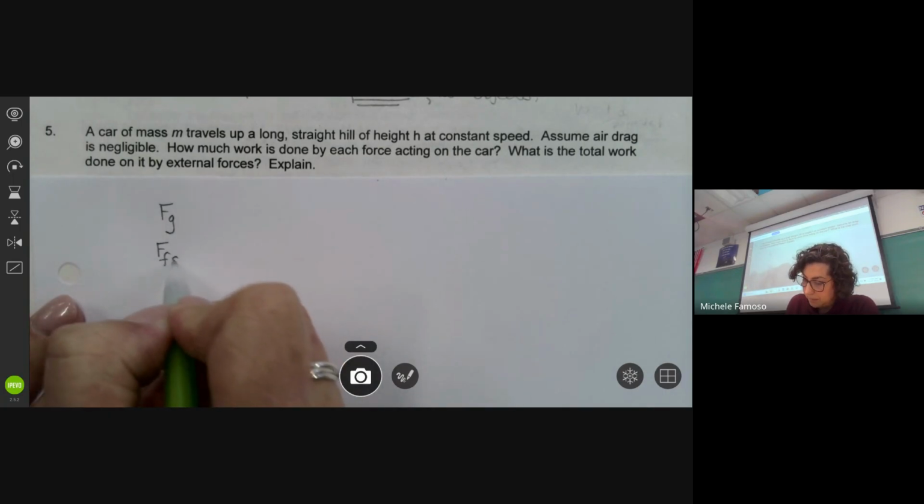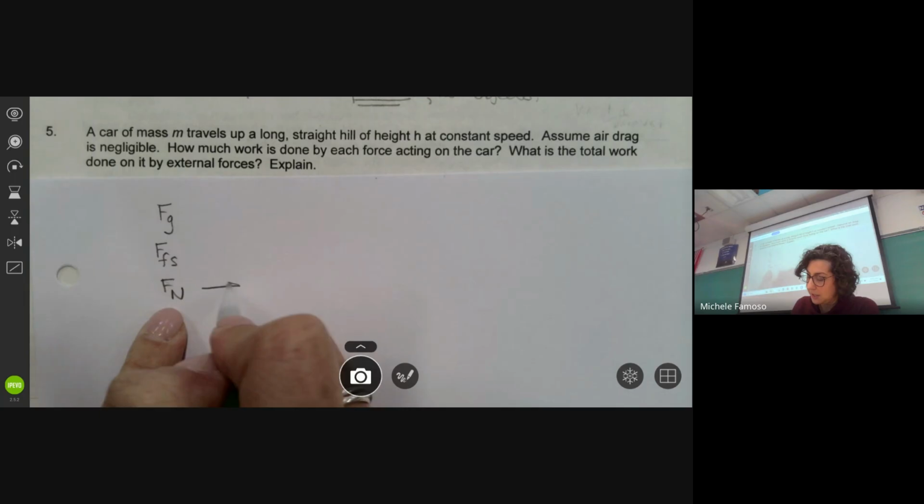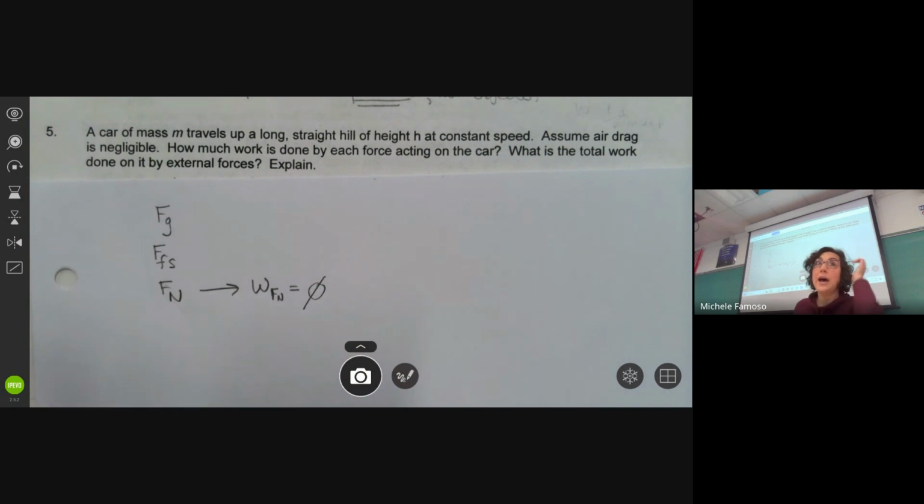Yep. What else is acting on the car? There's one more. Ruben? So somebody is outside the car pushing it? No. Normal. That's it. Okay. Let's start with the work done by the normal force. How much work is being done by the normal force? Maddie? Because it's perpendicular to the velocity.